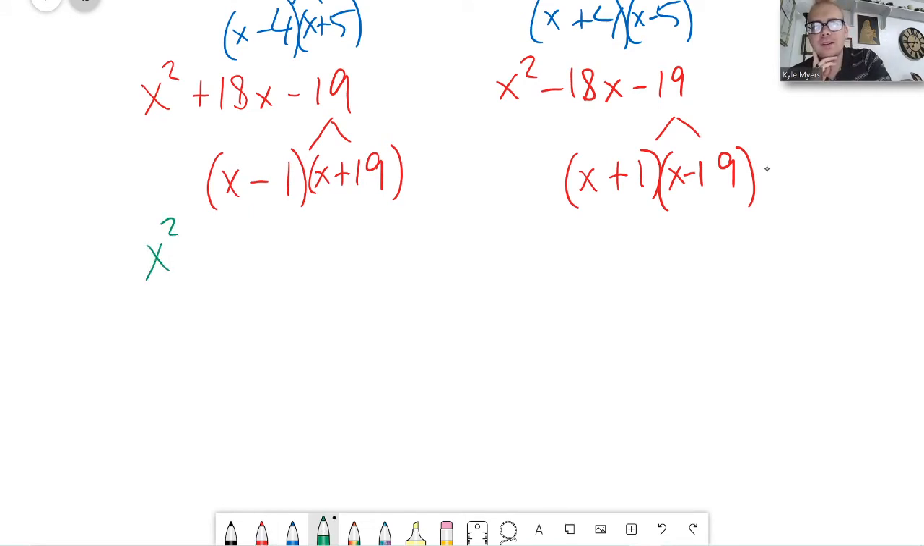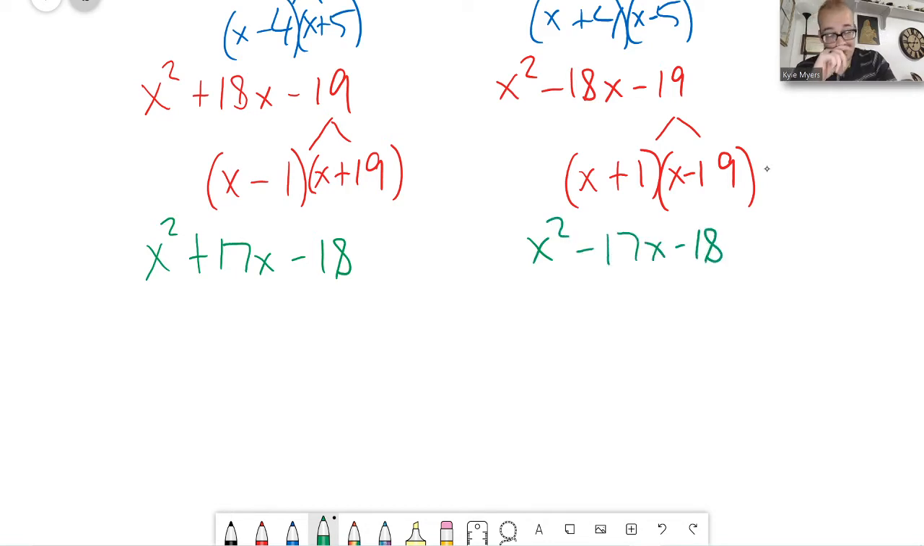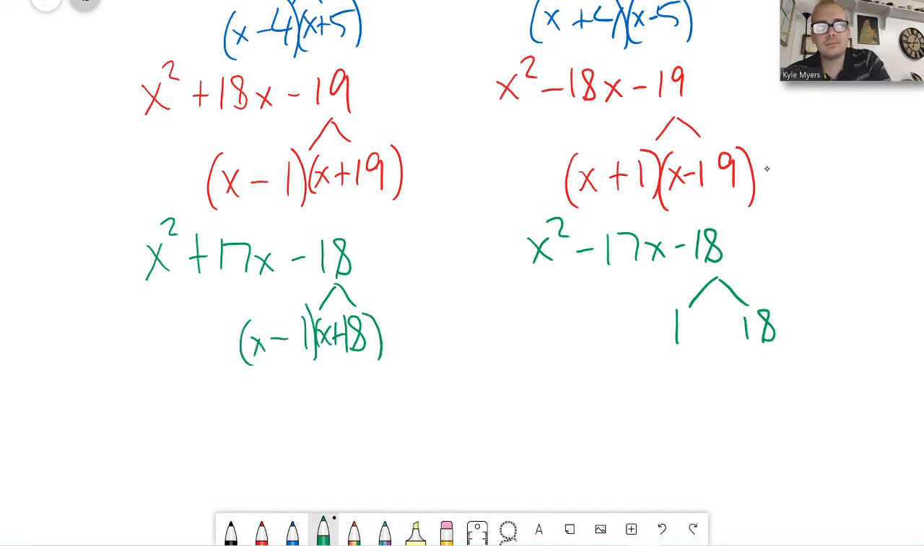18 has a few factors. 18, we'd have 17. That's our first one. So we do a plus and a minus version. 18 is 1 times 18. And of course over here I do the same thing. 17, so I want the plus version, minus plus. Boom, boom. Over here, I'm going to do the opposite.